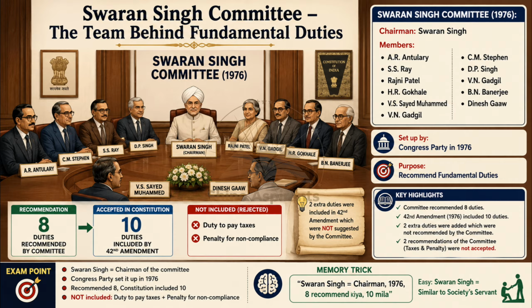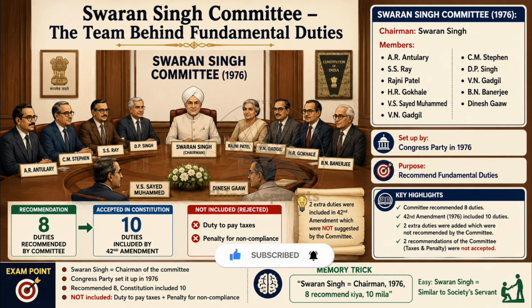Swaran Committee. Swaran Singh was the chairman. The members included A.R. Antulay, C.M. Stephen, S.S. Ray, D.P. Singh, Rajni Patel, V.N. Gadgil, H.R. Gokhale, B.N. Banerjee, V.S. Syed Muhammad, Dinesh Goswami, and V.N. Gadgil. The Congress party set up this committee in 1976 during the emergency period.